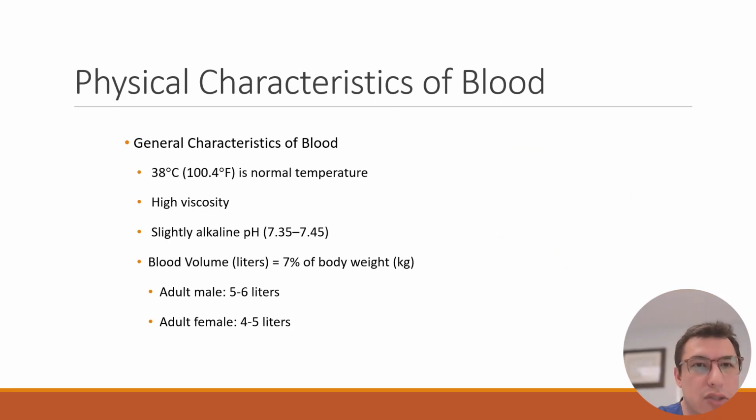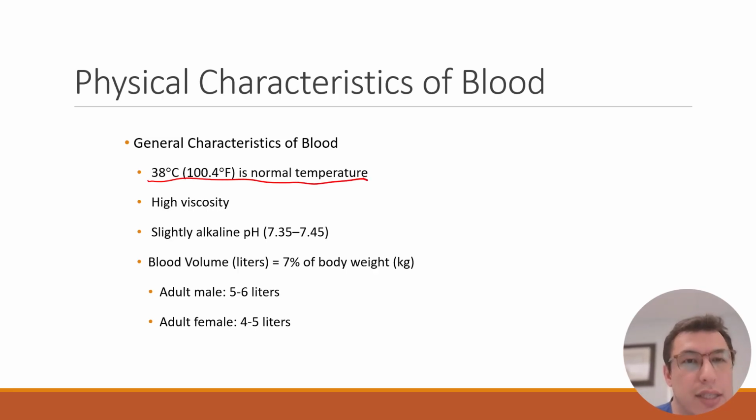So this is a summary of the characteristics of blood. Blood runs at about 100 degrees Fahrenheit, slightly higher than body temperature at around 98.6. This is important because by shunting blood flow from one end to the other, you are able to dissipate heat and you are able to conserve temperature where you need it the most.